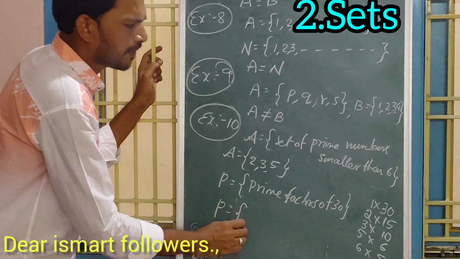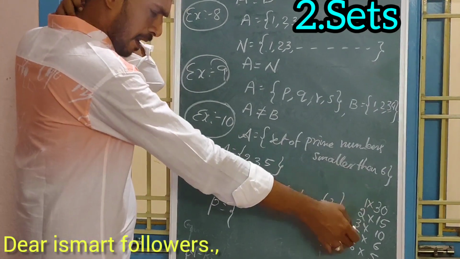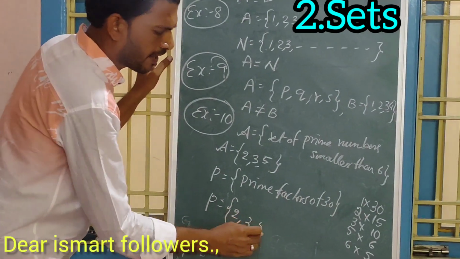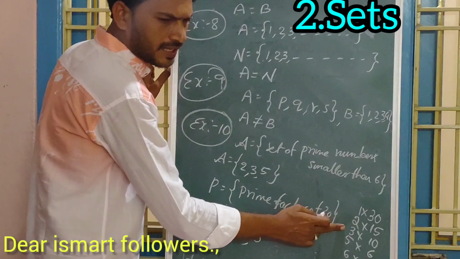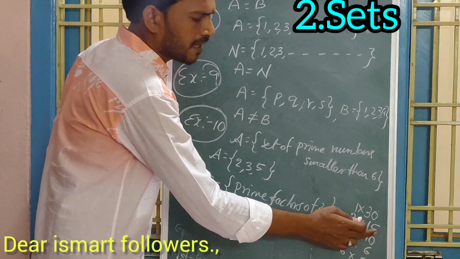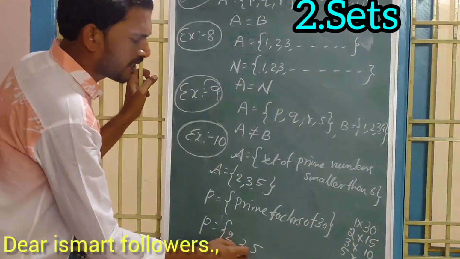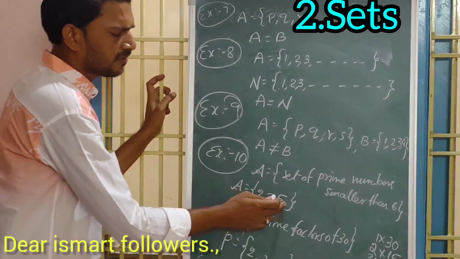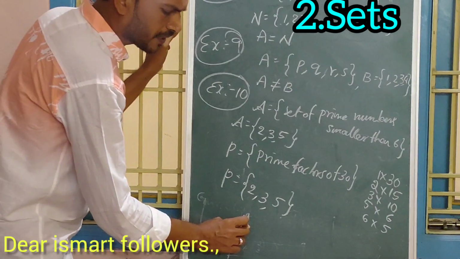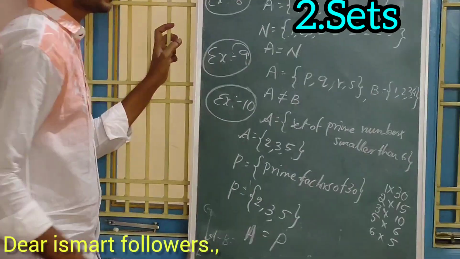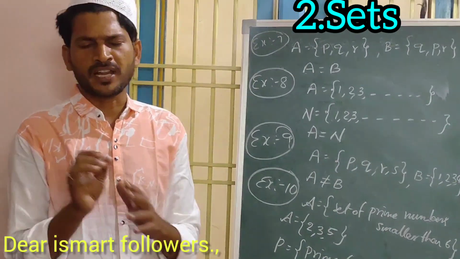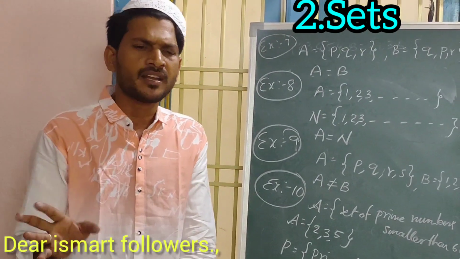Now stop. The same numbers are repeated here. Next, P is equal to the prime numbers. Which are the prime numbers? 2, 3, 5. 2 is a prime number, 3 is a prime number, 5 is a prime number. 6 is a composite number, 10 is composite, 15 also composite, 30 also composite. So what is the answer? 2, 3, 5. In A set you have it, in B set you have it. So is A equal to B or not? A equal to B. Equal sets mean the two sets have the same elements. And if even one element is not the same, the two sets are not equal.